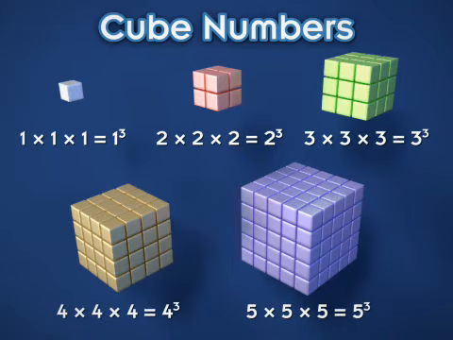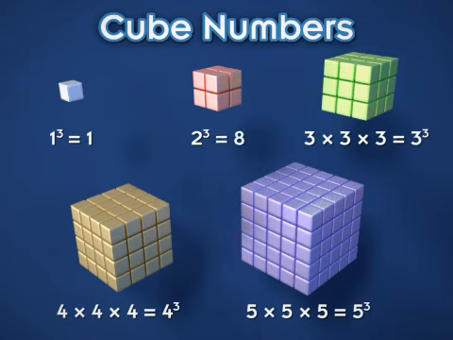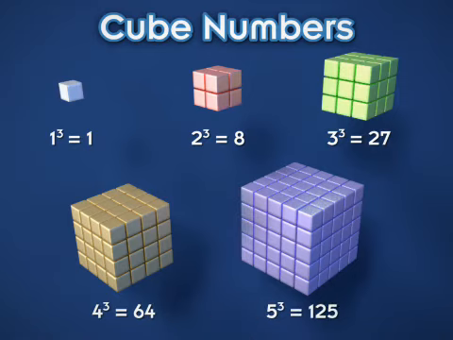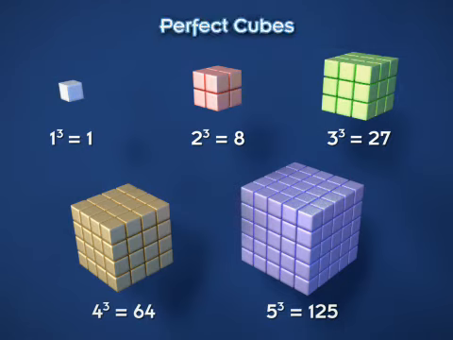The first 5 cube numbers are 1 cubed, which is 1, 2 cubed, which is 8, 3 cubed, which is 27, 4 cubed, which is 64, and 5 cubed, which is 125. A cube number is sometimes called a perfect cube.